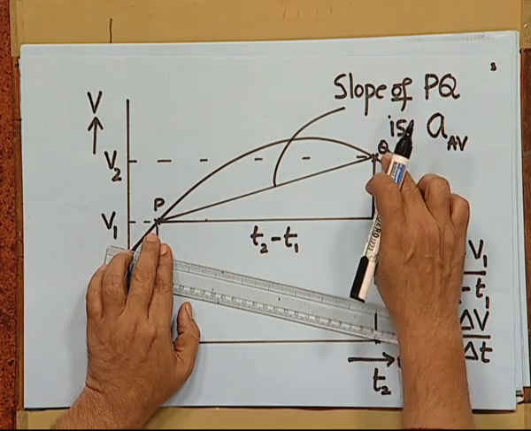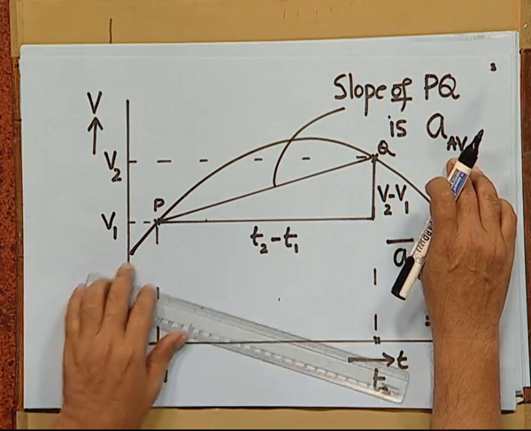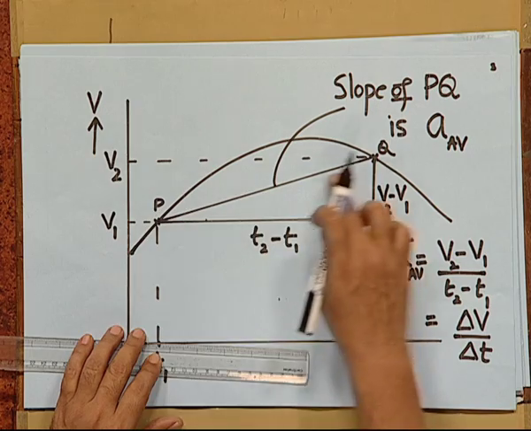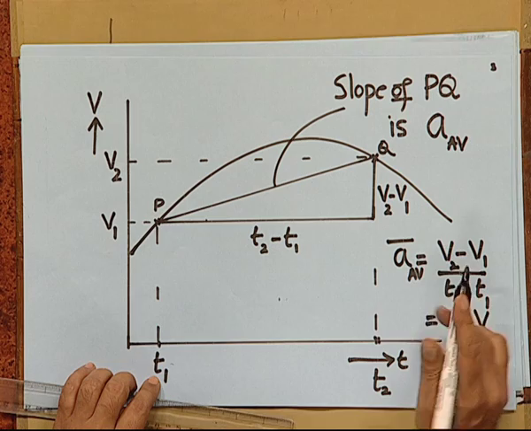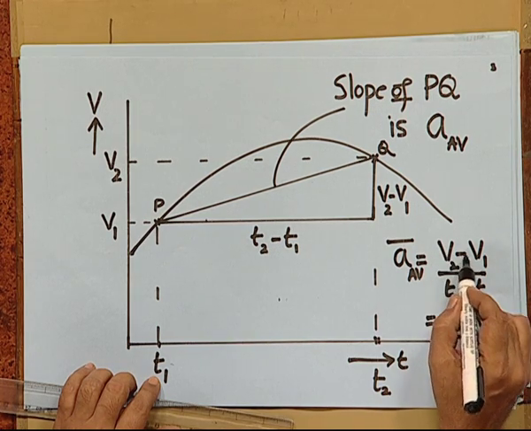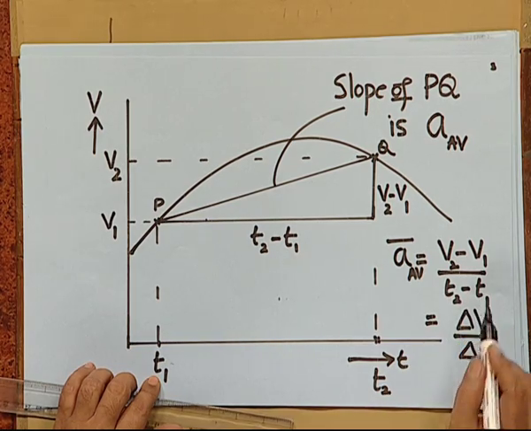The slope of this line p q is called the average acceleration. Average acceleration in the interval time t1 to t2 is defined as change in velocity, that is v2 minus v1 divided by t2 minus t1, which is represented as delta v by delta t. So, the average acceleration in the interval is defined as delta v by delta t in the interval t1 to t2.